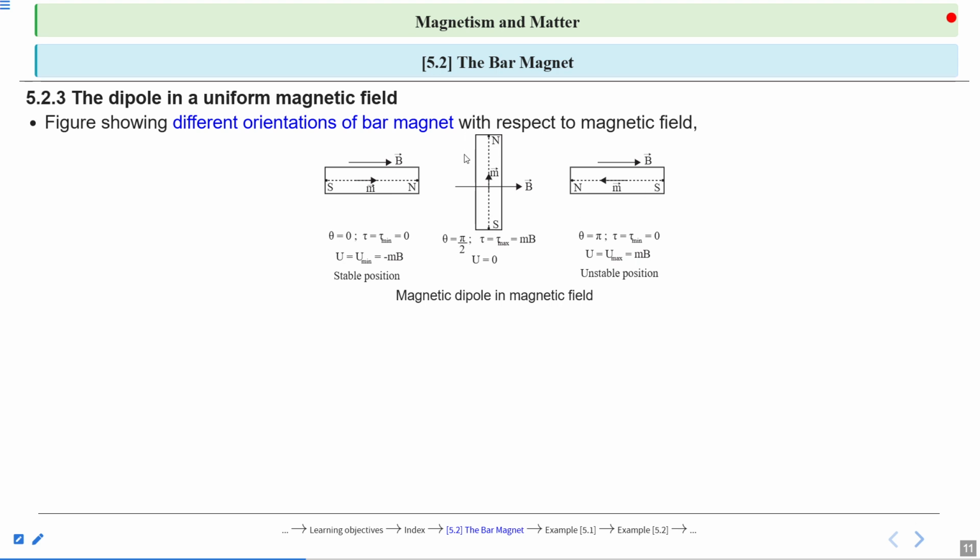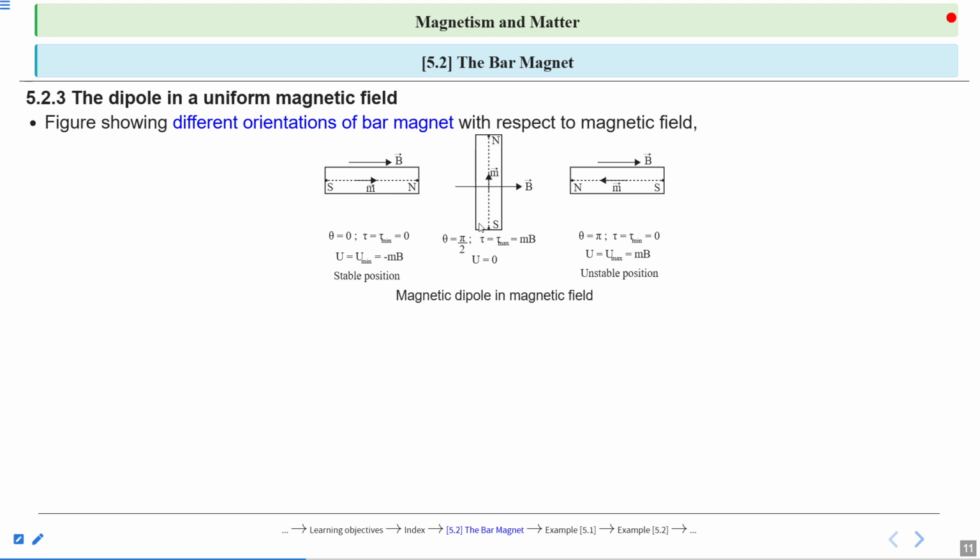Now, when this bar magnet is placed perpendicular to the magnetic field, such that the magnetic moment makes an angle of 90 degrees with the magnetic field, theta is now pi by 2, so tau will be equal to tau max, because of mB sin theta, and sin 90 is 1.